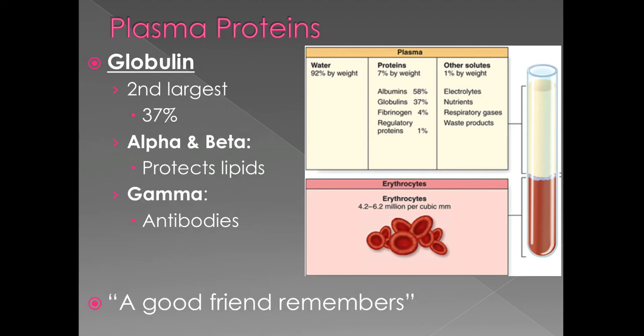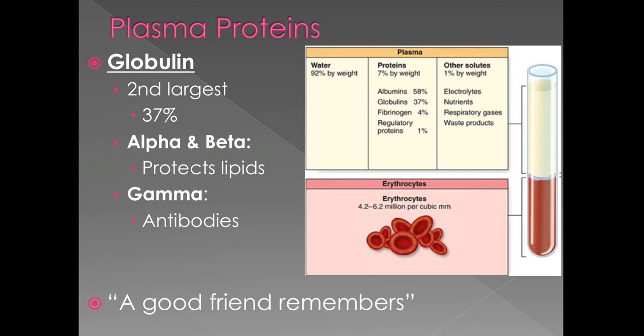The last type of plasma protein is the second largest group, 37%. And we have three different types of globulins, alpha and beta, and then gamma. Gamma globulins are a fancy way of saying antibodies, so either term's acceptable. Alpha and beta globulins protect lipids.